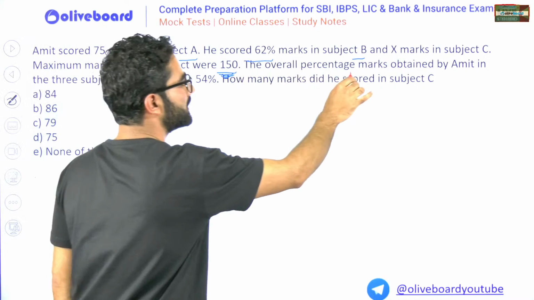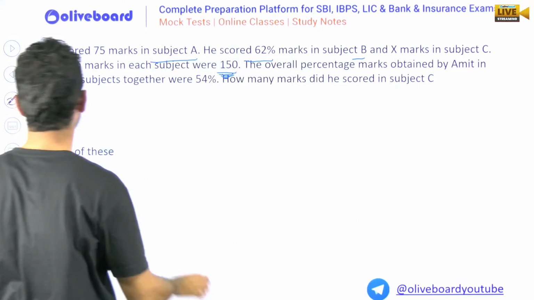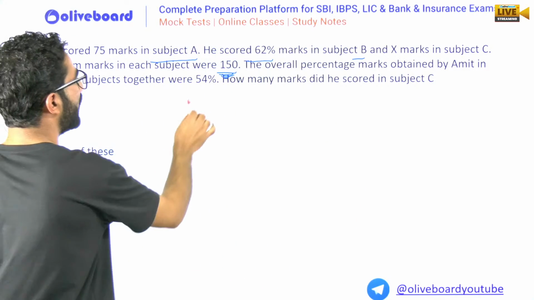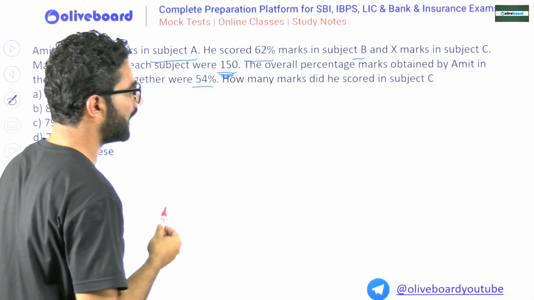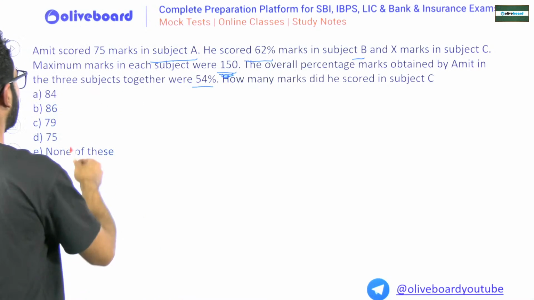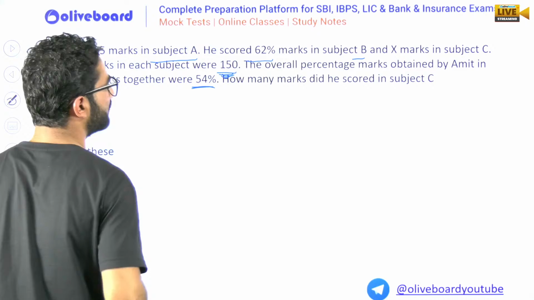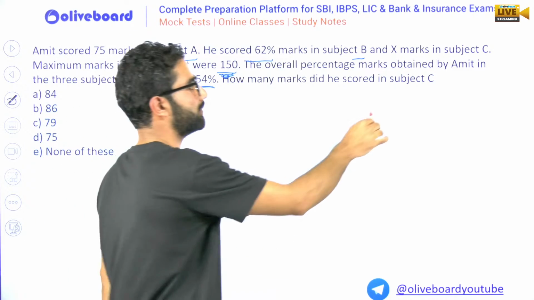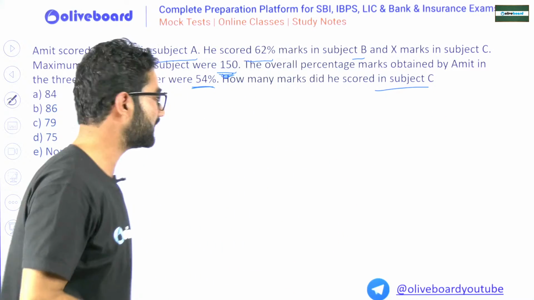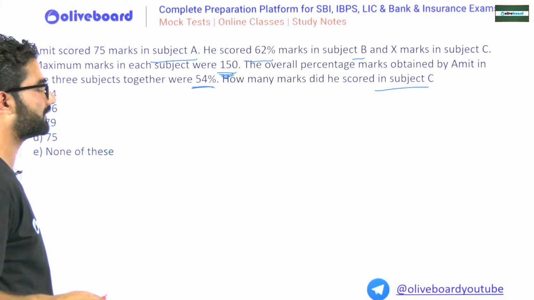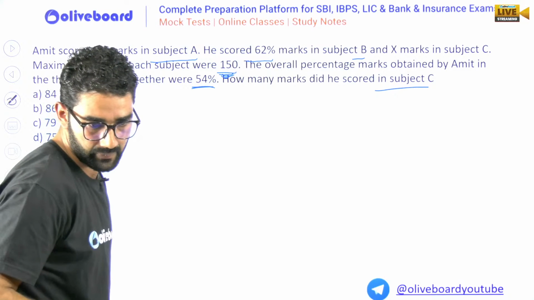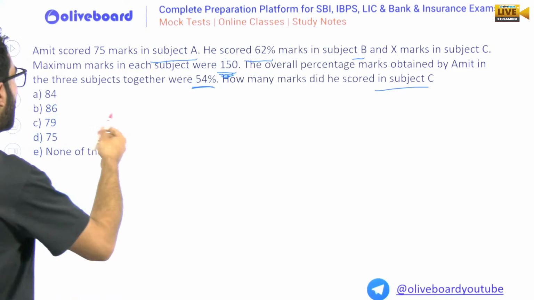The overall percentage marks obtained by Amit in the 3 subjects together were 54. The average is given. How many marks did he score in subject C? We have to calculate the marks here, not the percentile. So how do we calculate that?